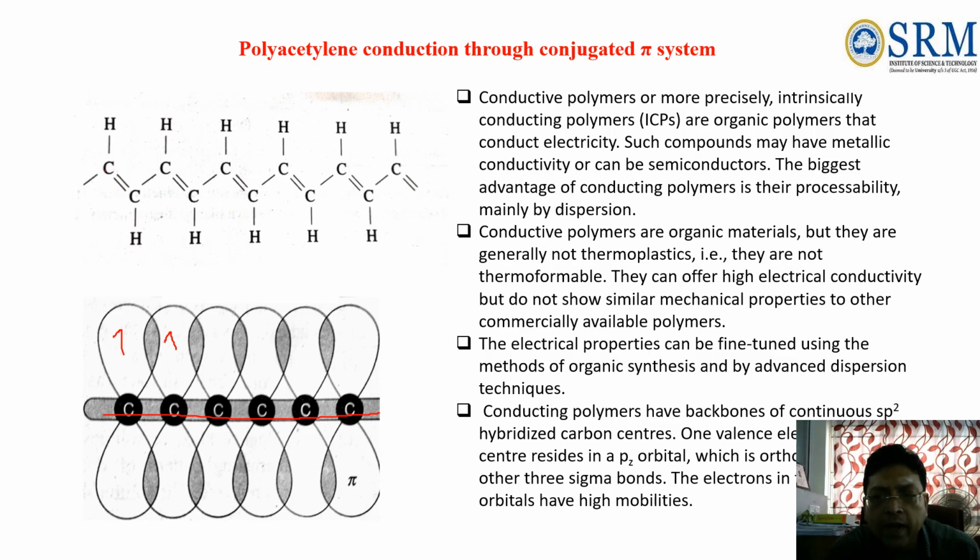Whatever conductors are currently present cannot be flexible, but the polymers have the added advantage of flexibility. So flexibility combined with electrical conductivity is the biggest advantage. And these conducting polymers are organic materials. They are not thermoplastic or thermoformable, but of course their electrical conductivity can be finely tailored by changing the substituents. By changing the substituents, the electrical conductivity can be tuned.